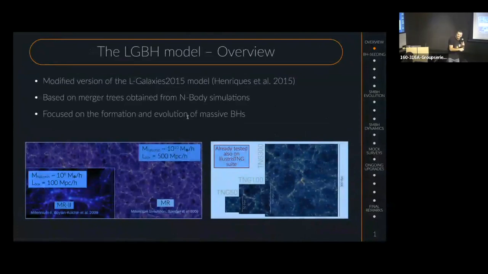But we already started to test the same model on the Illustris TNG suite, and it's actually converging. So this is very interesting. The focus of this model is to describe the formation and evolution of massive black holes, starting from seeding down to the local universe, to redshift 0.